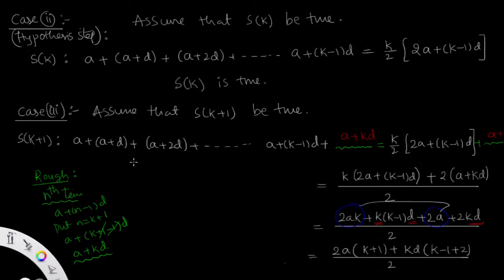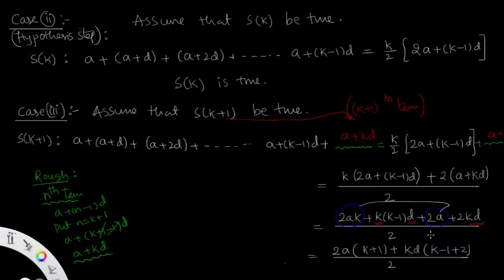Now this is the k plus 1th term. We add the k plus 1th term to both sides. Then the total expression above is k terms. Now add the k plus 1th term to both sides, LHS and RHS. The total statement will be converted into k plus 1 terms.